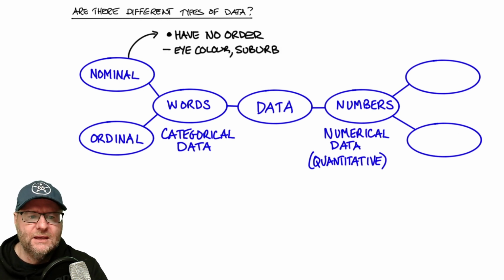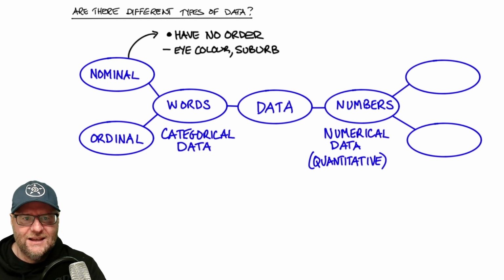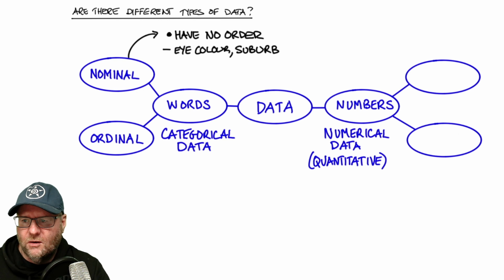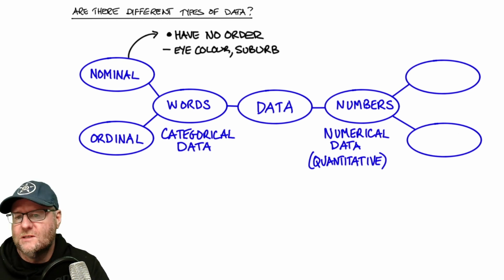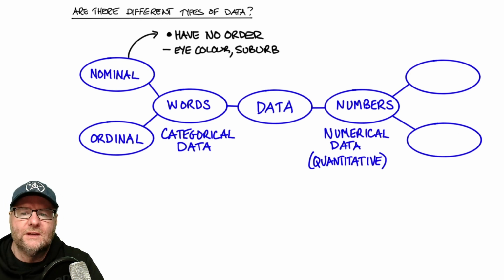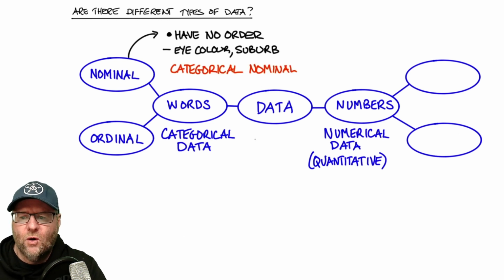An example might be eye color. If you're doing a survey of people's eye colors, maybe brown, blue, hazel, there's no order to those. They're just words. One doesn't come before the other. Or suburbs, where you live, there's no order to it. They're just individual words, and we call them categorical nominal because they're words, so they're categorical data, and they have no order, so they're nominal. So we would say that data is categorical nominal.